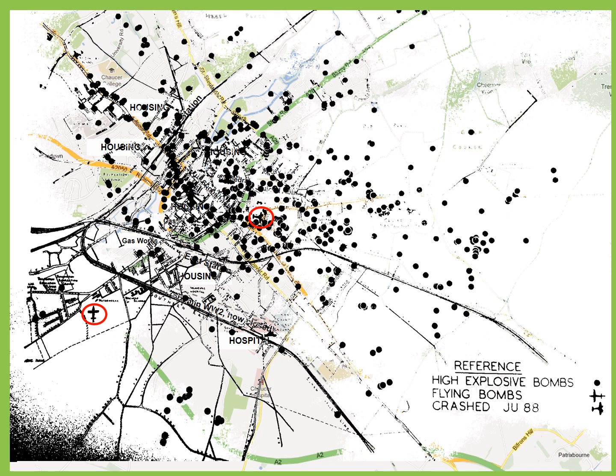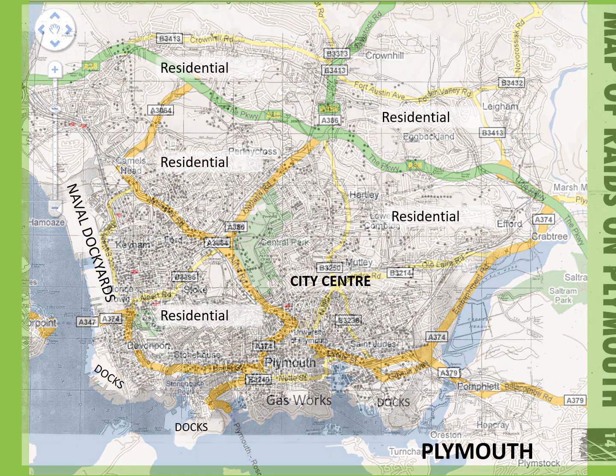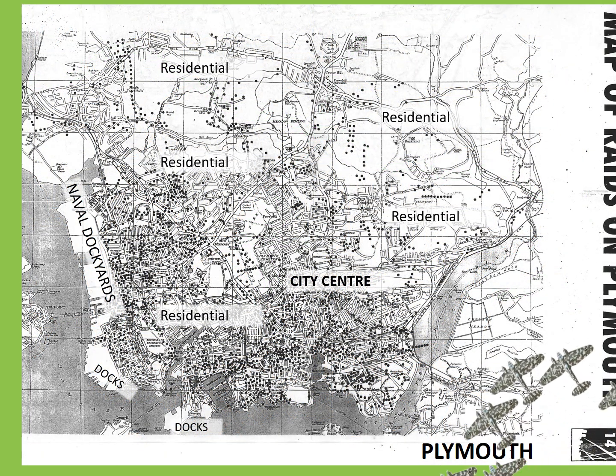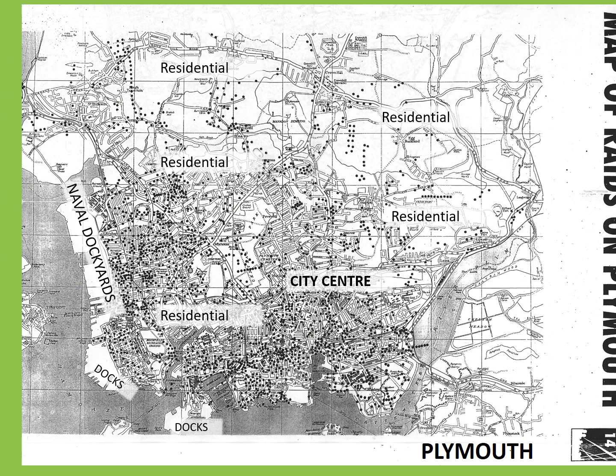Now let's apply this to a larger map. Here's the city of Plymouth in southern Devon. Again, have a think where you would aim for if you were a German bomber crew. And here we see the map that shows where the bombs actually landed. The fact of the matter is that the German bombers would aim anywhere, but on this map it appears that the docks and the naval dockyards were missed altogether.